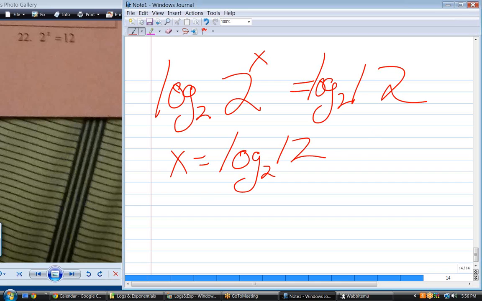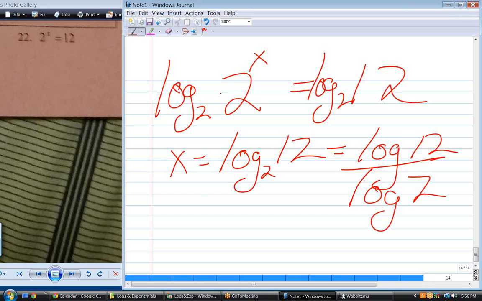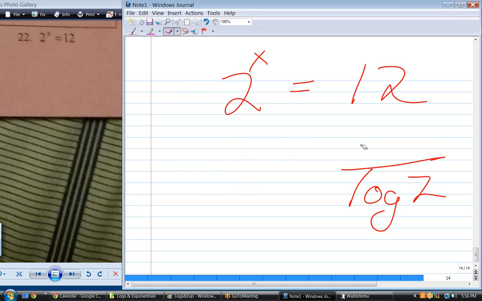So that becomes what? Log 12 over log 2. Which is exactly what we got when we took the natural log of both sides. And we got it in 2 steps. So there's no real advantage in taking the log base 2 of the left side.